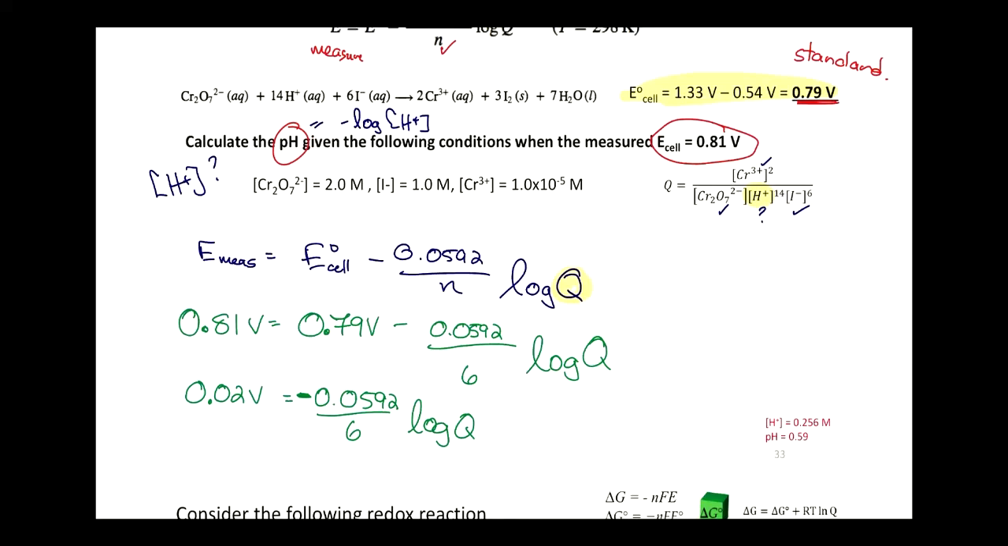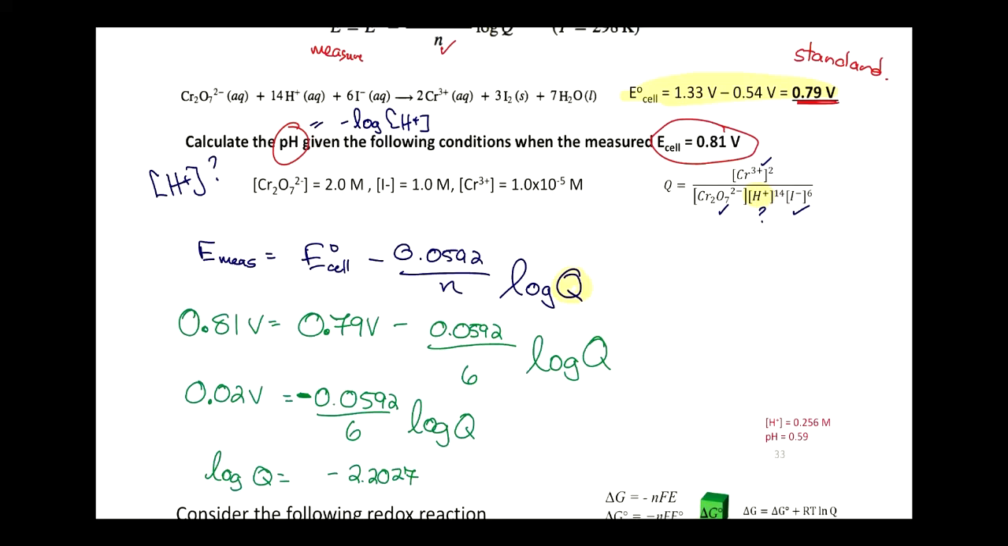Okay. And so moving some things around, I think we get that log of Q equals something, what does it equal? Negative 2.027, I think. Let's just check. I wrote it down, but okay, so 0.02 times 6 divided by negative 0.0592. Yes, negative 2.027. All right, so that's log of Q.